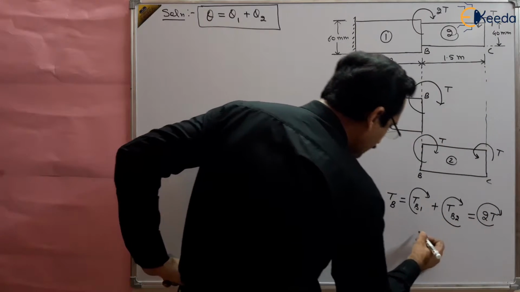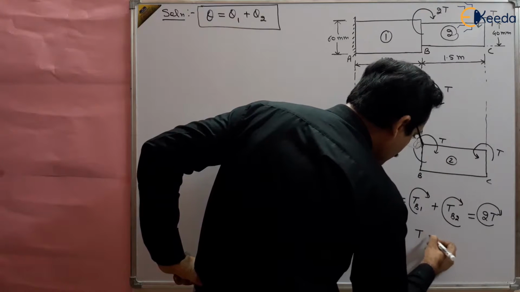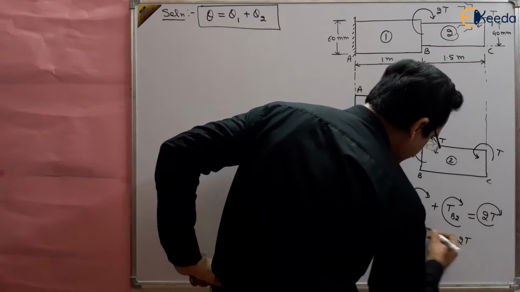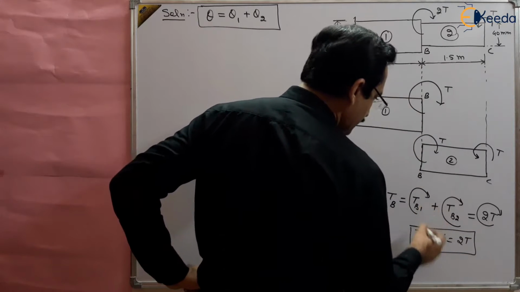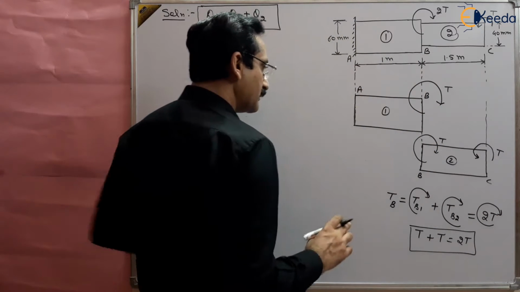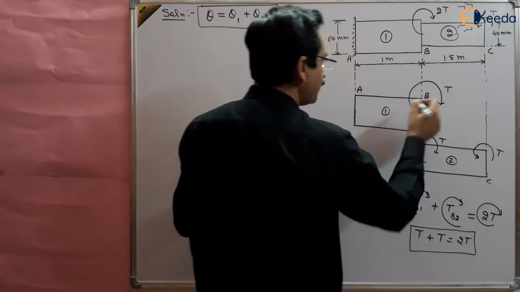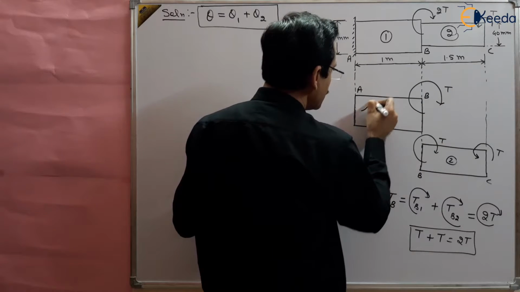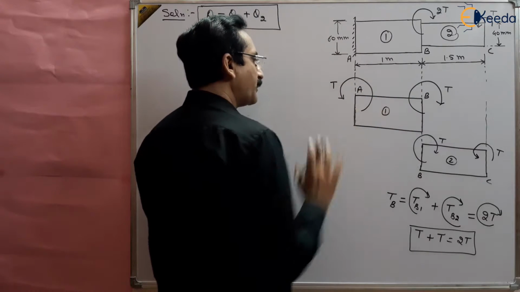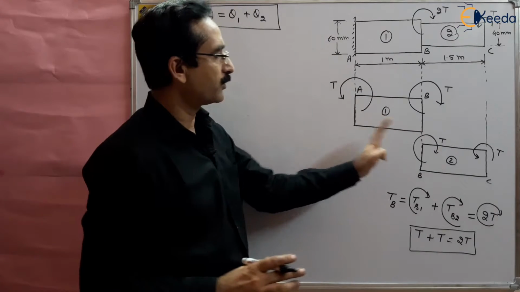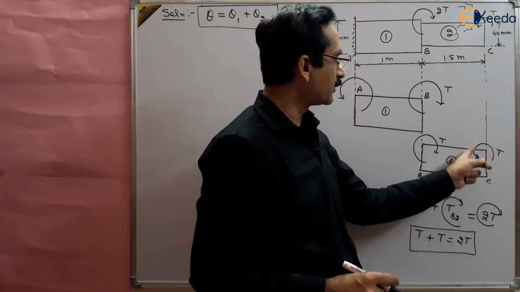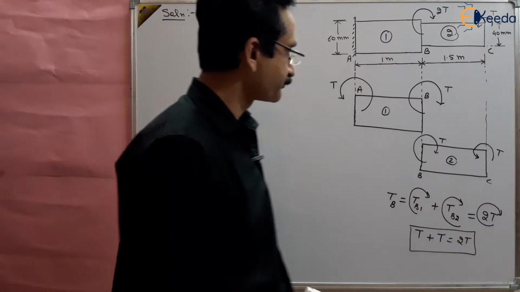So T here already applied plus T here, so this is 2T, so condition is satisfied. T clockwise, that is 2T clockwise. Condition is satisfied, right? So this is T clockwise. If it is T clockwise, here this should be T anti-clockwise, so that equilibrium can be maintained. So this is the torque on each shaft, right?